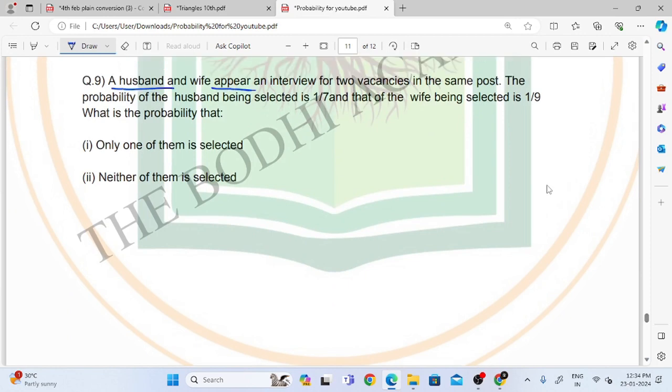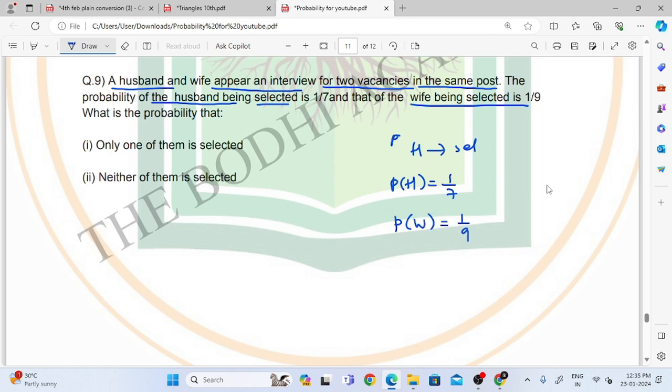A husband and wife appear in an interview for 2 vacancies in the same post. The probability that the husband is selected is 1 by 7. So let's say H is the event that the husband is selected. The probability that the husband is selected is given already, that is 1 by 7. And the wife being selected is 1 by 9. So let's say W is the event that the wife is selected. So the probability that the wife is selected is 1 by 9. First of all, we have to define the event H, that the husband is selected, and W, the event that the wife is selected. So the probabilities are given.